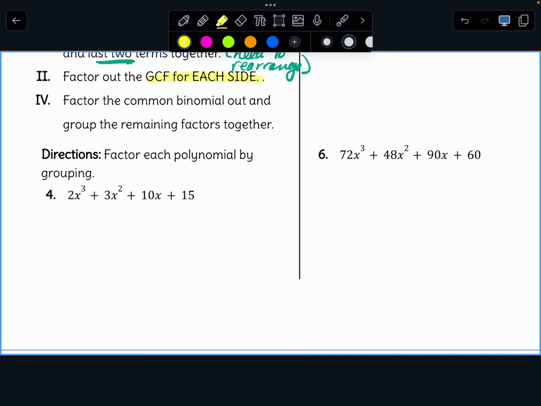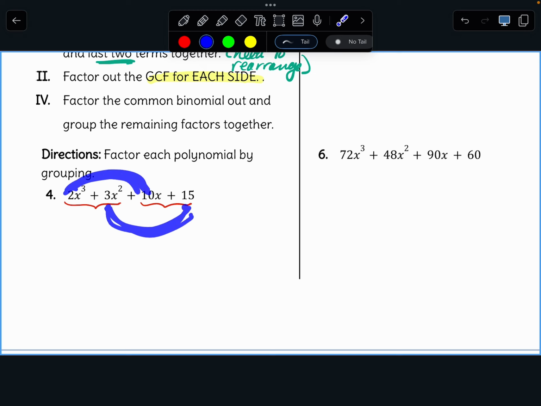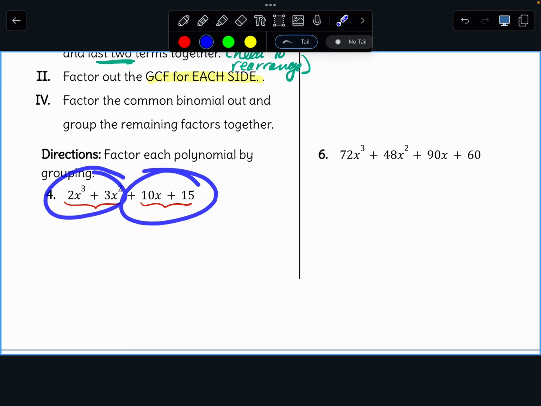So when we look at number 4, notice that both of these can be divided by x, and both of these can be divided by 5. I could rearrange it so that I was doing these two and these two, because now I can divide both these by 2x and I can divide both these by 3, and I'll still get the same answers. So there's more than one way to do this, but usually it's already set up so that you can just break it in two groups and factor it.